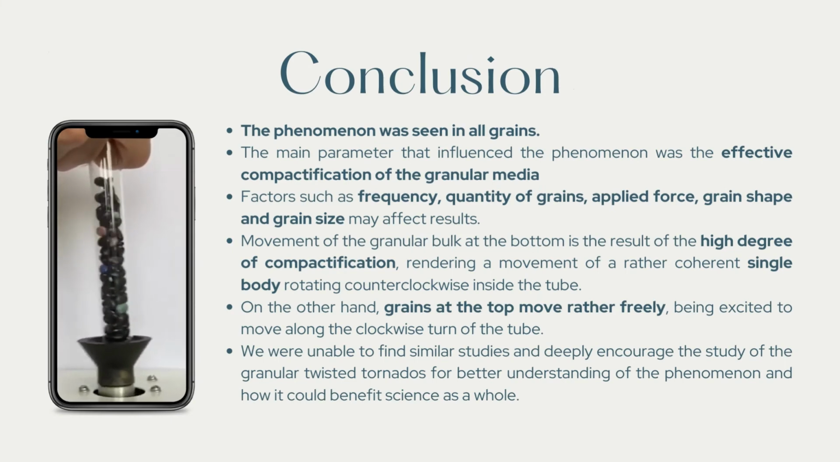Overall, we noticed that the effective compactification of granular media was the main parameter of the phenomenon, with big influence of grain quantity, shape, and size. The movement of the granular bulk at the bottom is a result of compactification of the grains, causing a movement of a single body rotating counterclockwise inside the tube. Meanwhile, grains at the top move rather freely, being excited to move along the clockwise turn of the tube. We were unable to find similar studies and honestly think this is a funny little experiment that should be analyzed better and deeper. Maybe one day it could be useful for science, who knows?